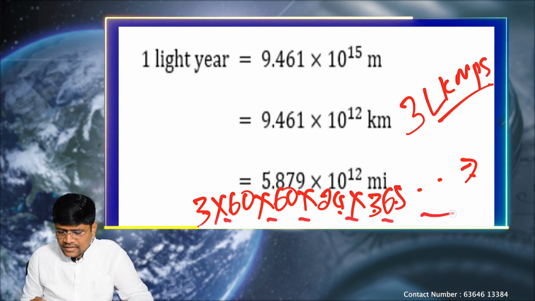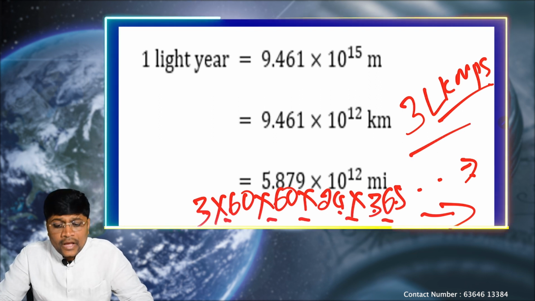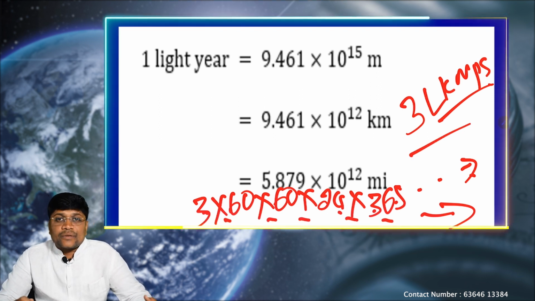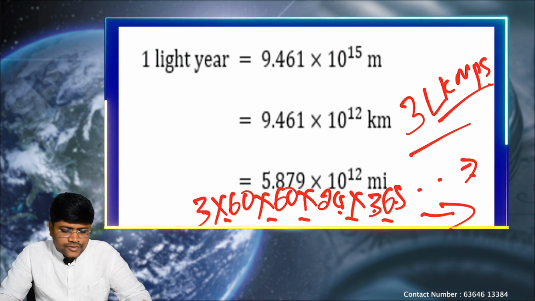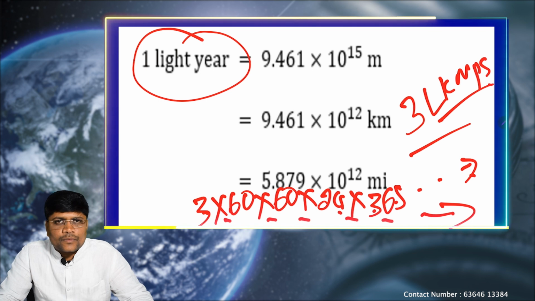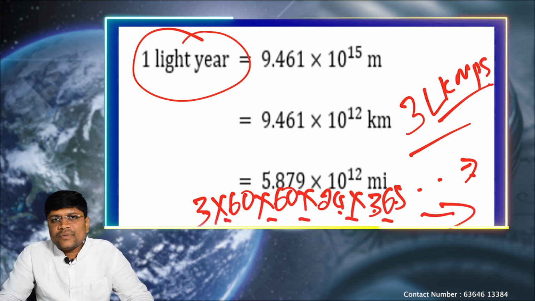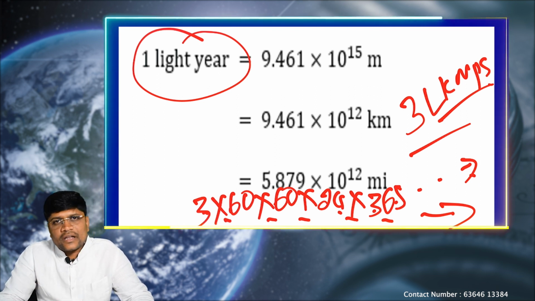So the distance traveled by light in 1 year, we call it the light year. Again I am telling, light year is a measurement of distance, not duration. Why is the light year used? Because the distances between celestial bodies are in lakhs of kilometers, it is very difficult to measure them in kilometers. So we use the word light year.